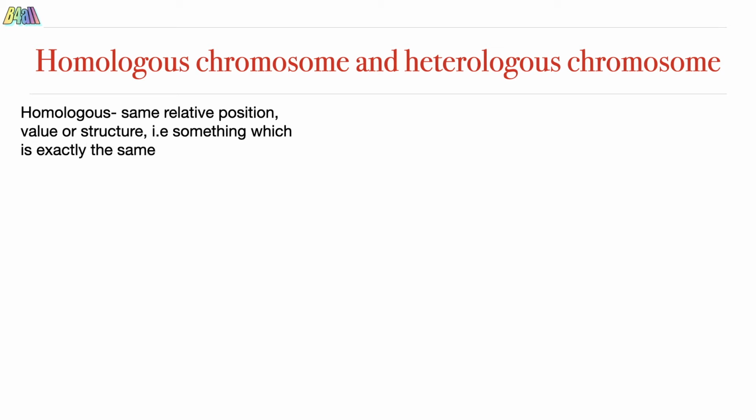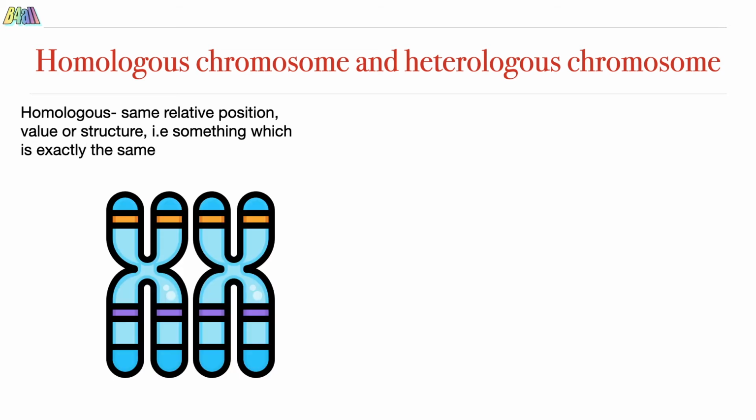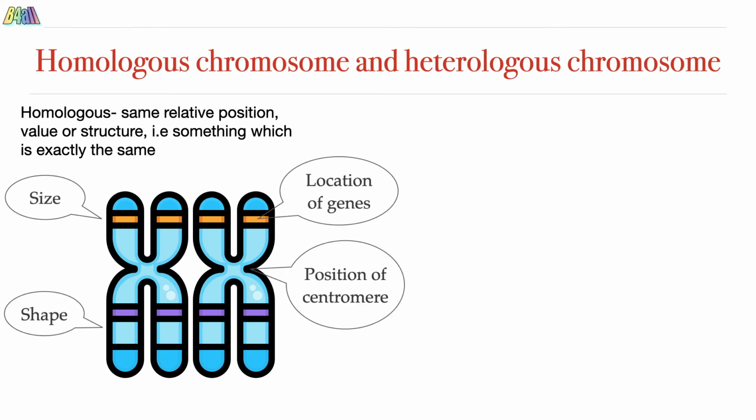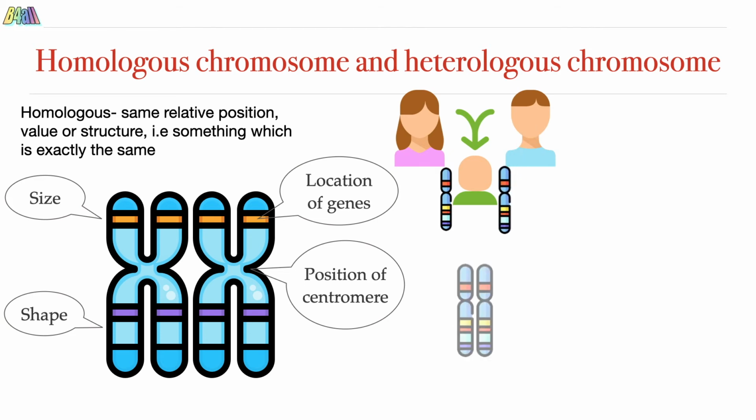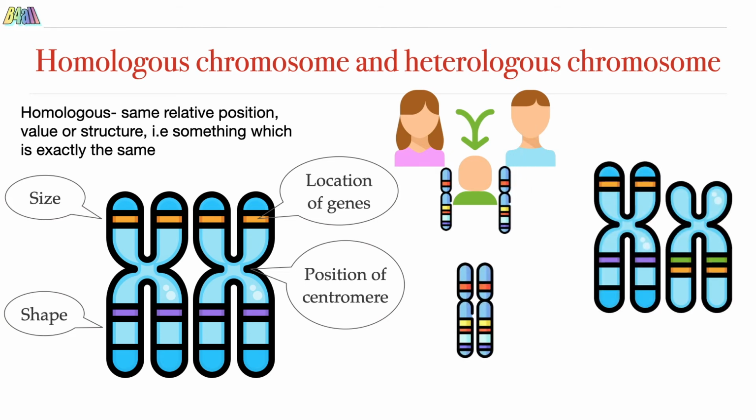Homologous chromosome and heterologous chromosome. Homologous means having the same relative position, value, or structure. That is, something which is exactly the same. When we use this word for chromosomes, it means that a pair of chromosomes have the same size, shape, location of genes, and position of the centromere. As mentioned earlier, a homologous pair has one chromosome inherited from each parent. Heterologous chromosome, on the other hand, is a term used when chromosomes are different.